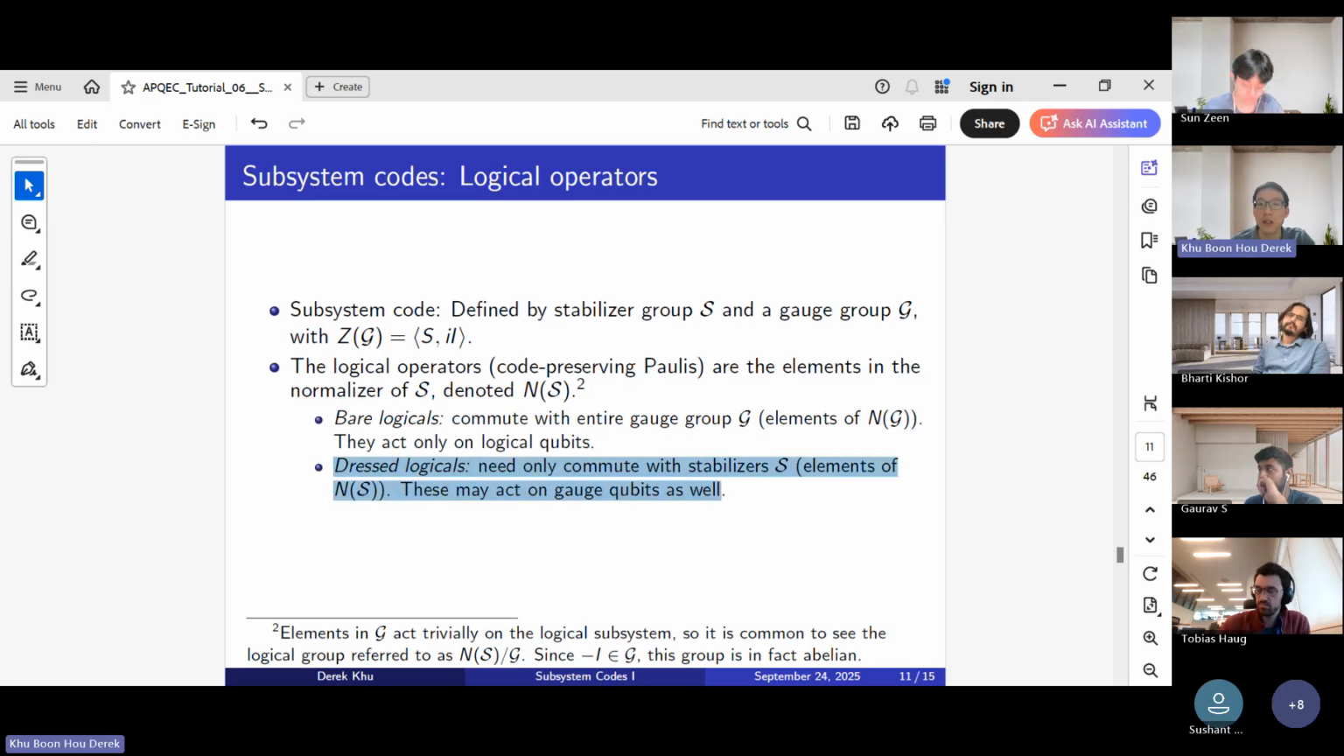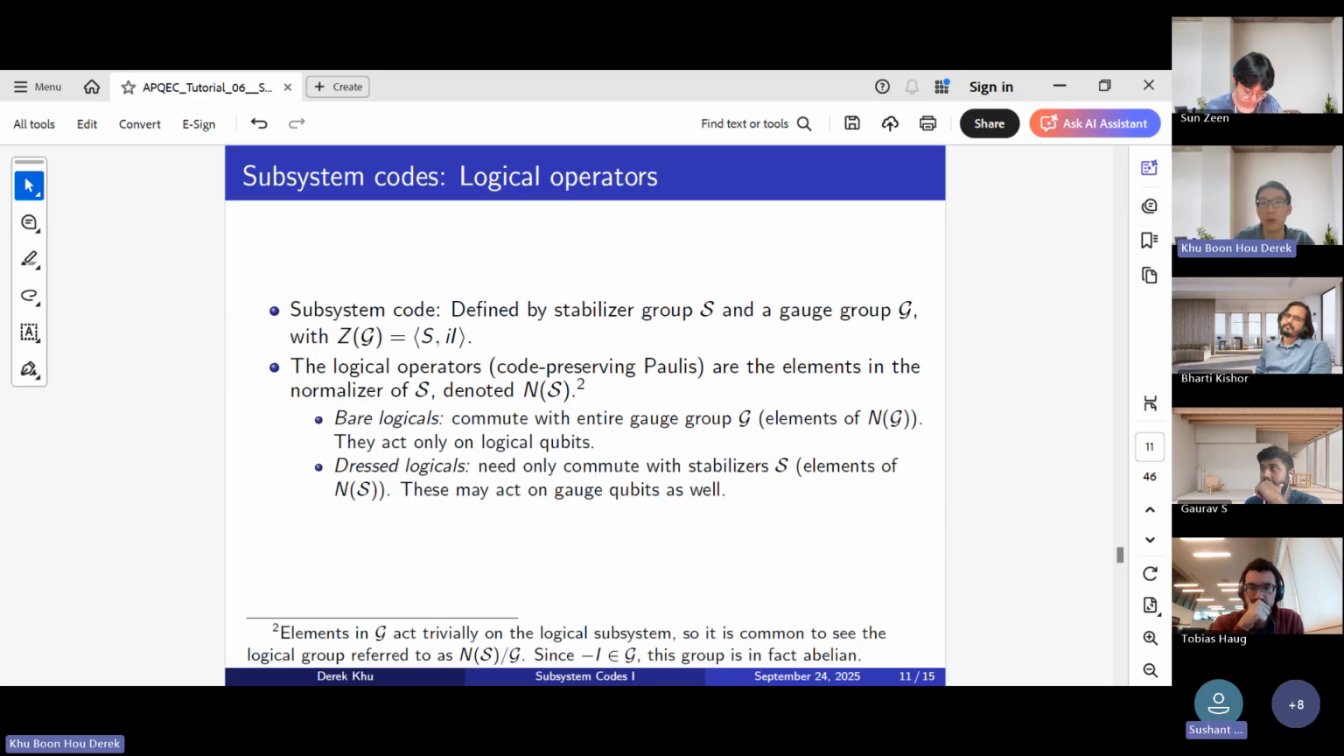No, dressed logicals are what we actually care about, because we care about the operators that preserve the entire code.